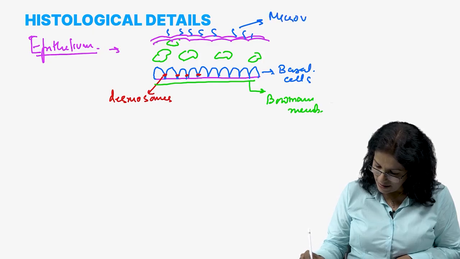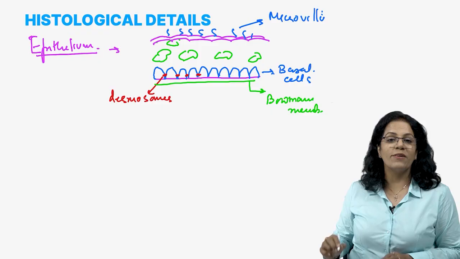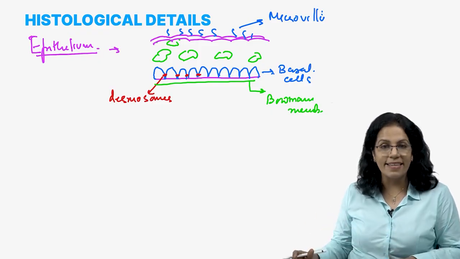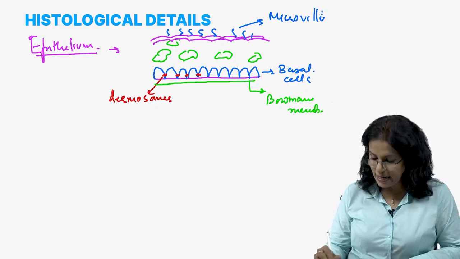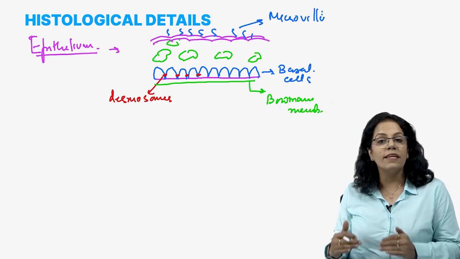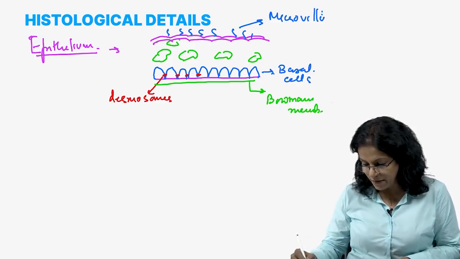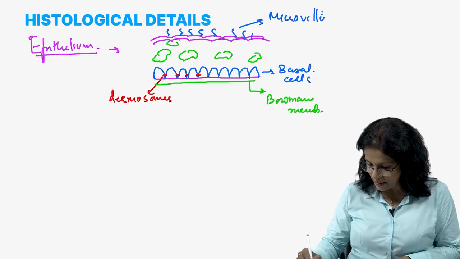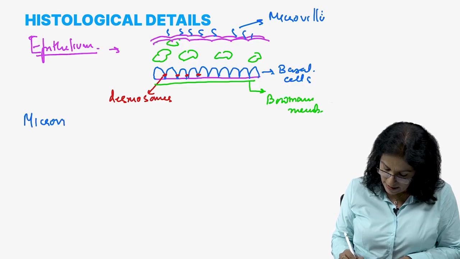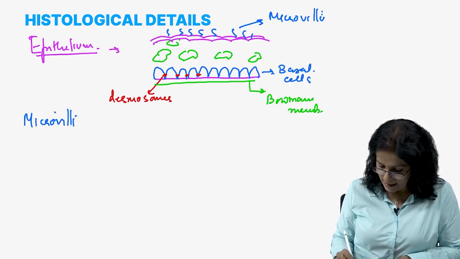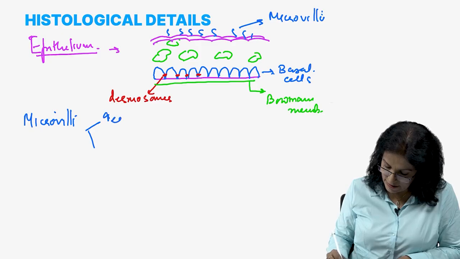Now all of you, one by one, what is the role of microvilli? Number one, it increases the surface area, and it helps the attachment of tear to the cornea. So we have two roles of microvilli. Please note it down. It increases the surface area and also it helps to adhere with the tear film.